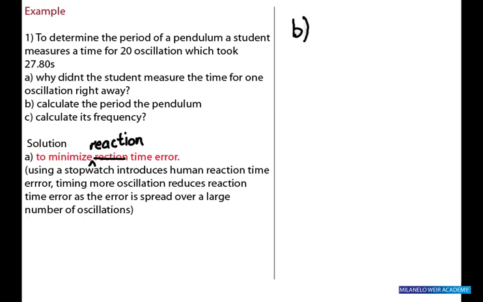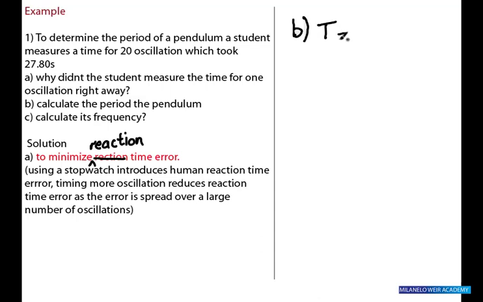B, calculate the period of the pendulum. What is a period of a pendulum? A period of a pendulum is the time taken to complete one oscillation. How many oscillations did we time? 20. So the 20 oscillations are going to share 27.80 seconds equally, because we want to know how much time each oscillation takes. So that's it. It's the time taken to complete one oscillation.